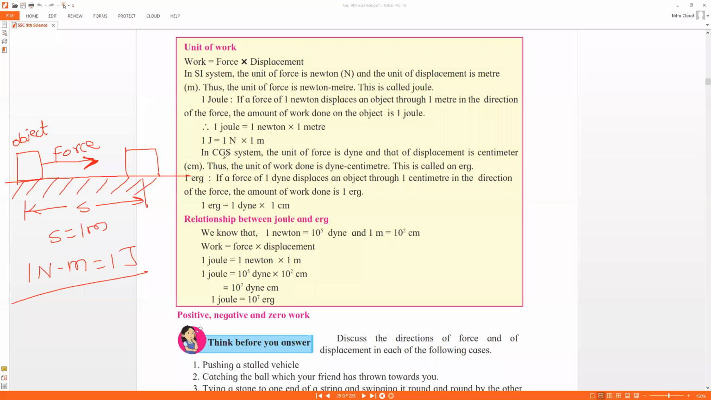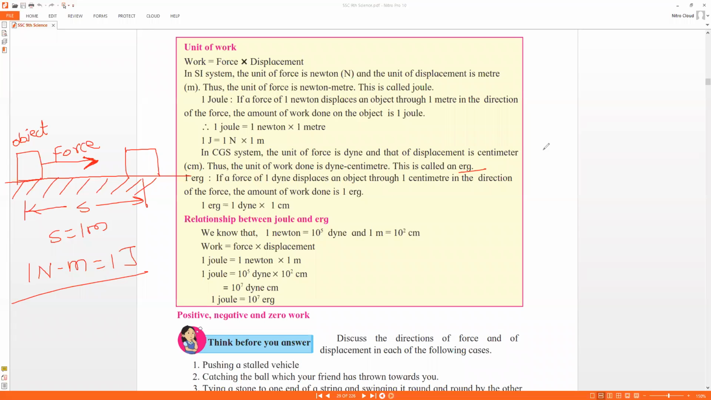Now in CGS system, the unit of force is dyne and that of displacement is centimeter. Thus the unit of work done is dyne centimeter. Just as we have newton meter, here we have dyne centimeter. This is also called erg. Remember, erg. 1 erg can be defined as: if a force of 1 dyne displaces an object through 1 centimeter in the direction of force, the amount of work done is one erg.